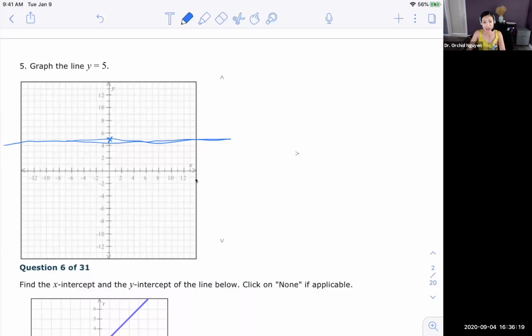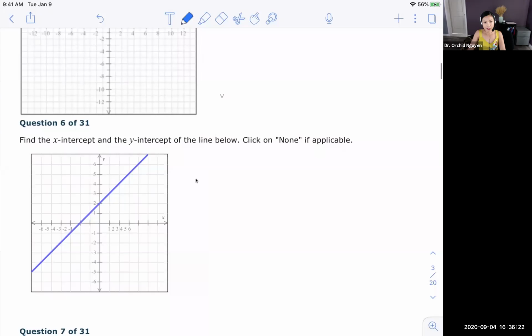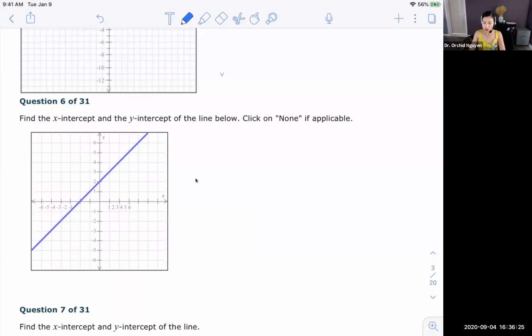y = 5. Okay, now the second method for graphing a linear equation is the x-intercept and the y-intercept. The x-intercept is where the line crosses the x-axis, right here. So this is the x-intercept. The y-intercept is where the graph crosses the y-axis. So it's right here. So this is the y-intercept. As you can see, for the x-intercept, we always have an x value, and the y is always 0. For the y-intercept, it's the opposite. The x has to be 0. The y-coordinate is a number b. In this case, it's just 2.